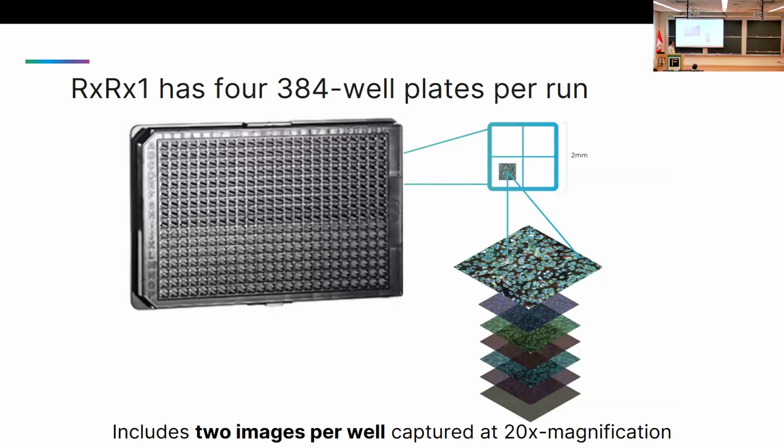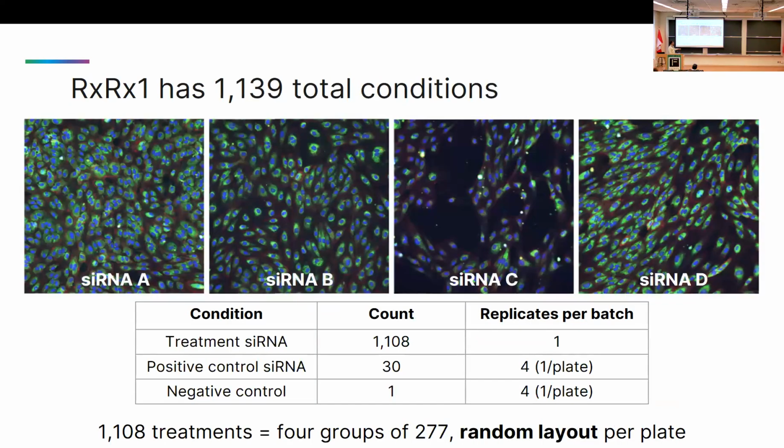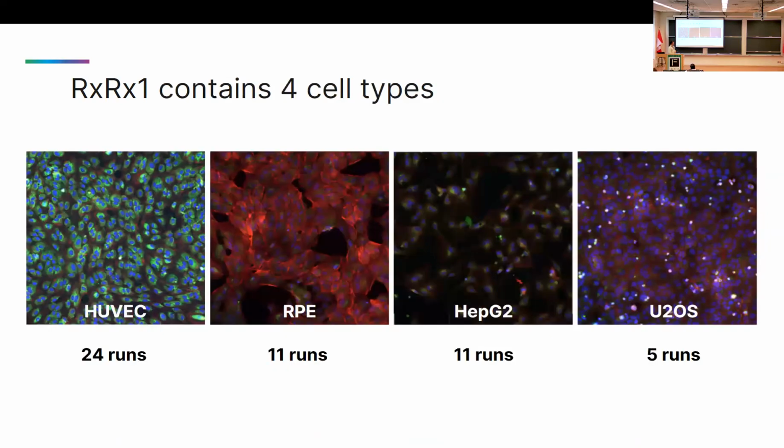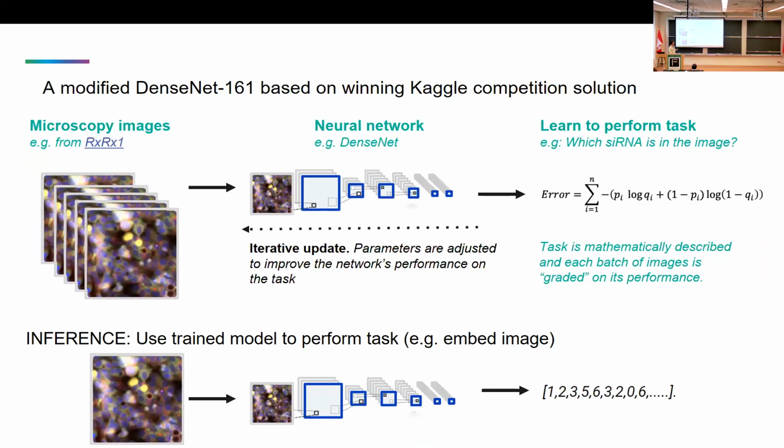That's the imaging format I talked about. That's a breakdown of the data set. So there are a few control conditions, but roughly the challenge was to predict the 1,100 siRNAs. The data set had different cell types too. For the most part, it was HUVEC, but we had some other cell lines. And this is the approach that won the competition.